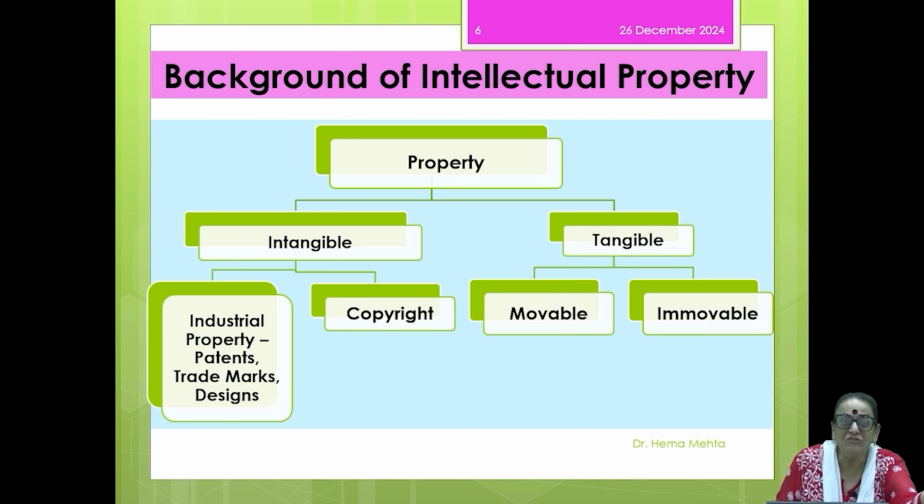So initially this was divided into two branches. One is copyright and the other is industrial property, which today consists of many other types of intellectual property, like we have patents, trademarks, designs, integrated circuits, plant variety rights, and so on. So let's only concentrate on what is copyright.